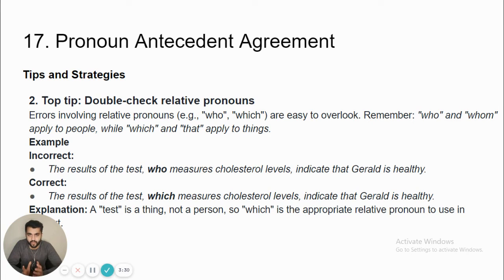So, results is a plural noun. But since it's a thing and not people, we cannot use who, we should use which. So the correct sentence is the results of the test, which measures cholesterol levels, indicate that Gerald is healthy.